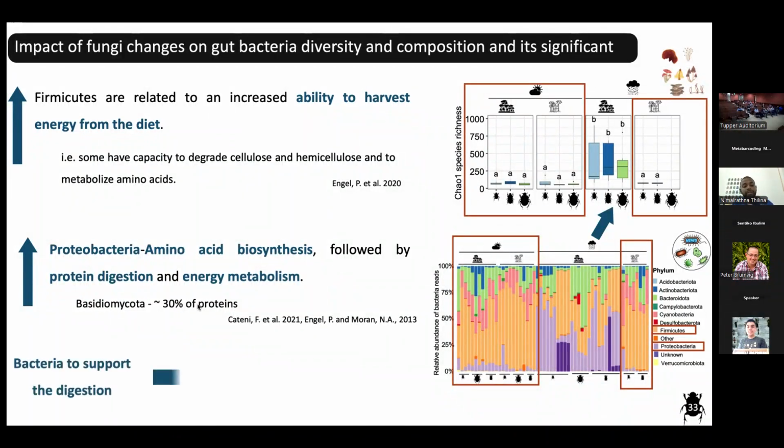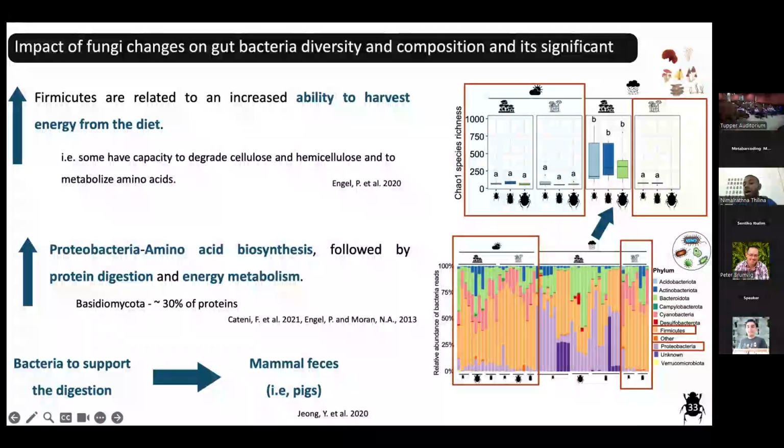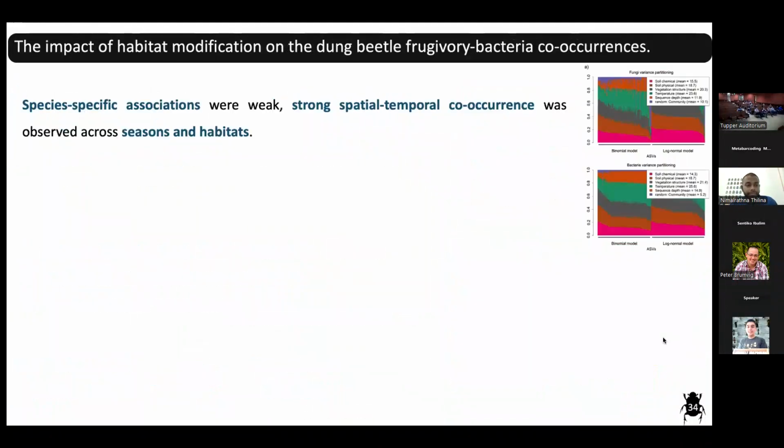So it's known that the dung beetle gets the bacteria mainly from their mammalian food source, during their ontogeny, when they are making the brood ball. The brood ball is made from either cow or pig dung. The pig and cow feces are known to have a higher concentration of Firmicutes or proteobacteria. So depending on the availability of the fungal food source, they potentially might change the availability of the bacterial community.